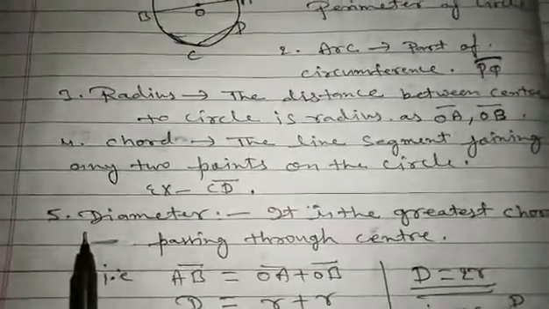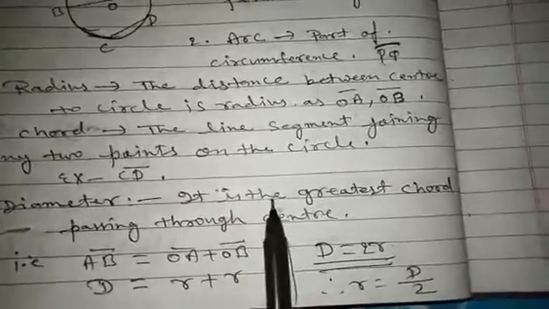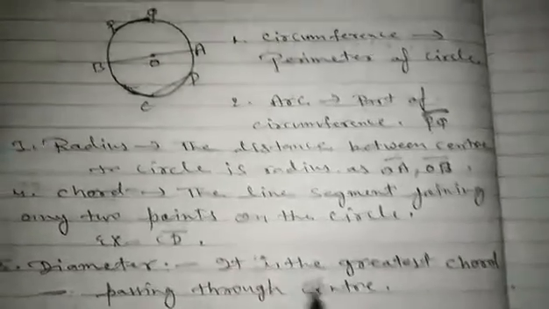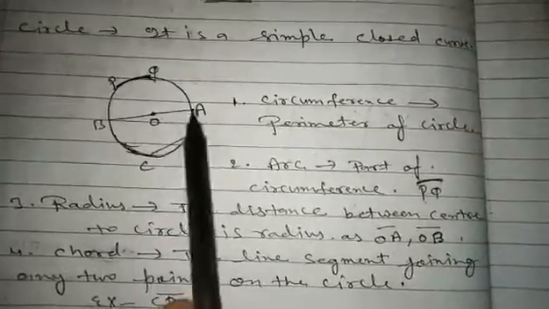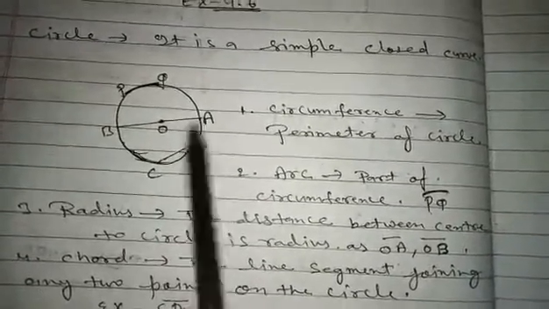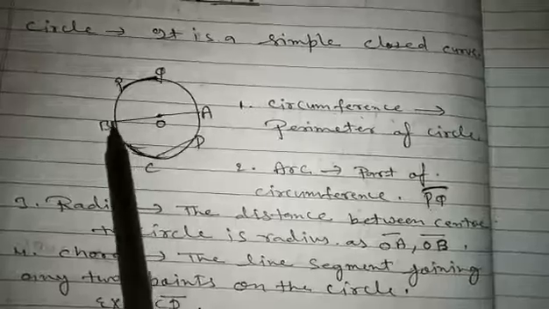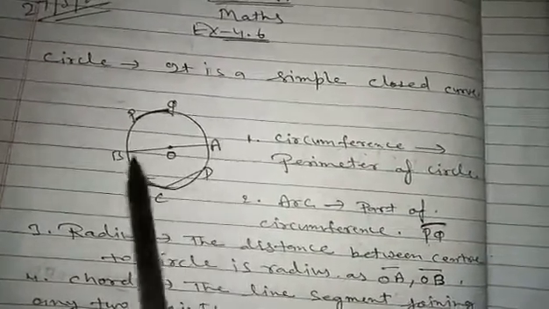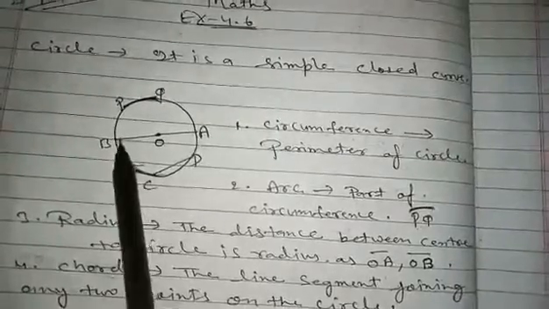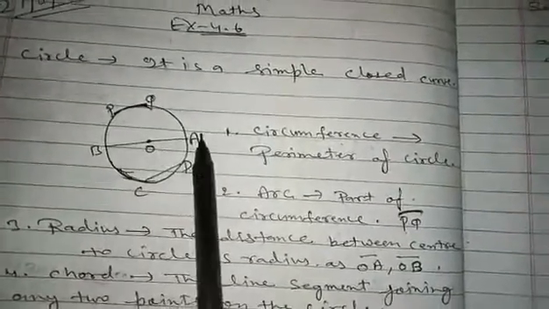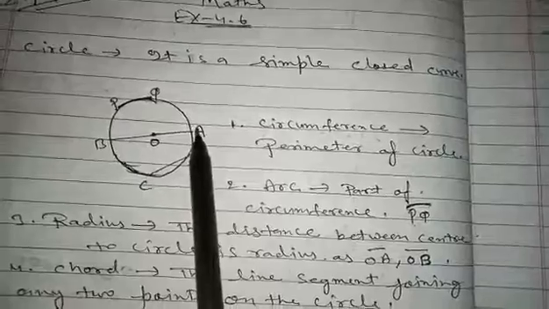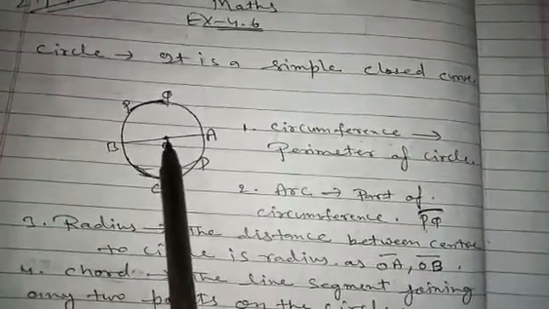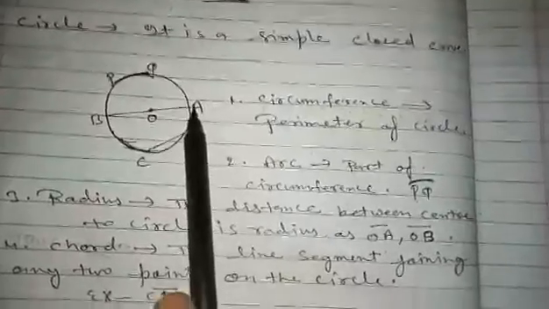Now next topic is diameter. It is the greatest chord passing through the center. You can see it. AB is a chord. It is the greatest chord because it passes through the center. So a chord is a line segment, and a diameter is a chord that passes through the center of the circle, and it is the greatest chord.